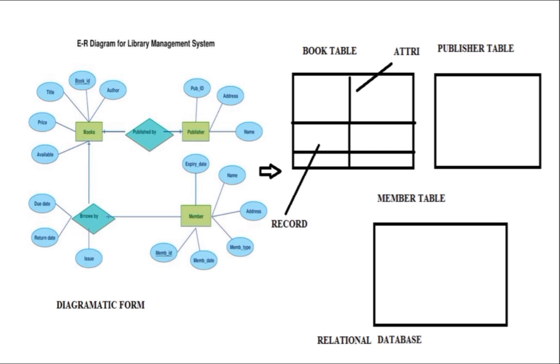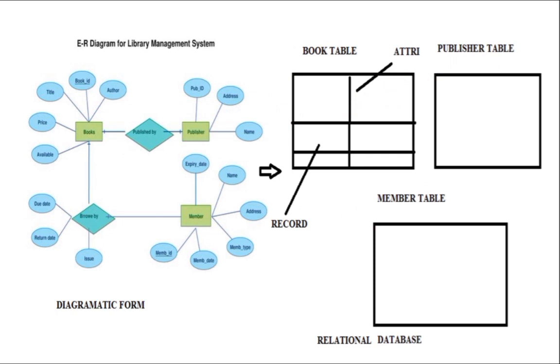In the table, each column will have an attribute. Which column you have to consider as attribute, and each row will have a record. Which one you have to consider as record? In the ER diagram, we have to identify which one is for which. For example, ovals are for attributes, rectangular boxes are for tables. That's why see here, book is a table, publisher is a table, member is a table. So each rectangular box in the ER diagram should be considered as a table. See, book, publisher, member, like that.